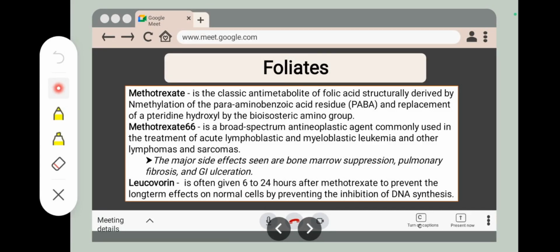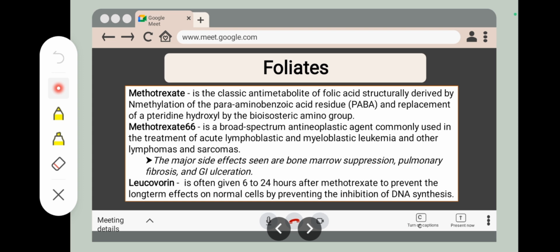Folates. So the important term that we need to remember under folates is known as methotrexate, which is the classic antimetabolite of folic acid, structurally derived by N-methylation of the para-aminobenzoic acid residue and replacement of a pteridine hydroxyl by the bioisosteric amino group. Methotrexate has a huge role when it comes to associating folates as antimetabolites useful for drug therapy.